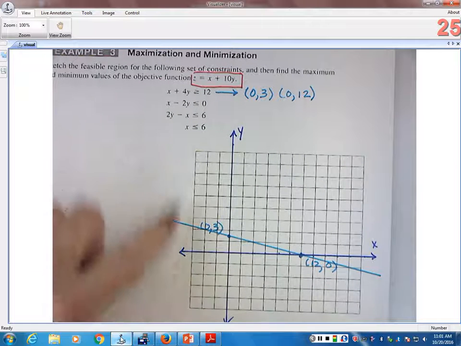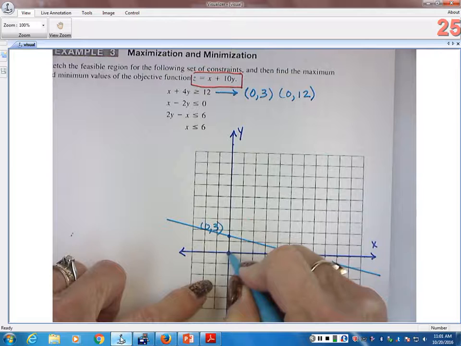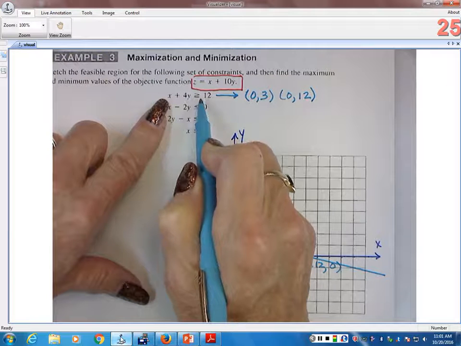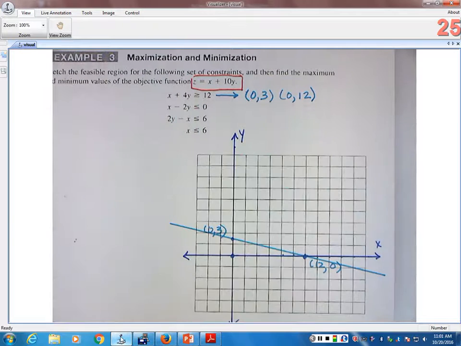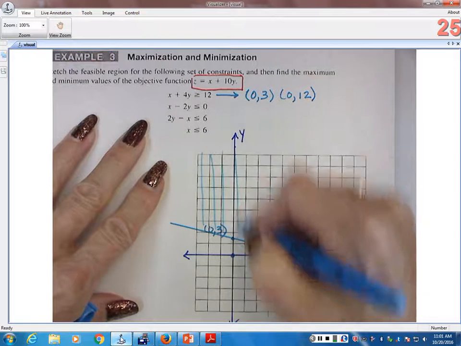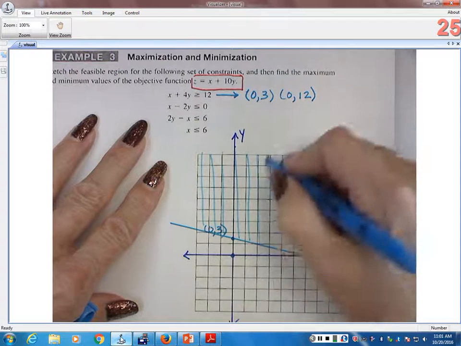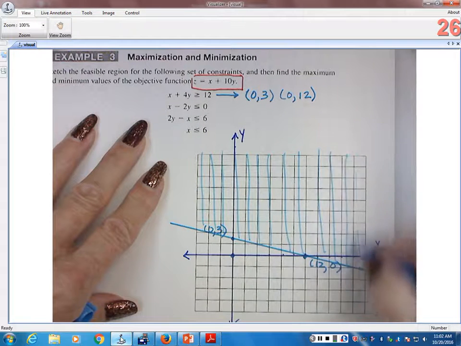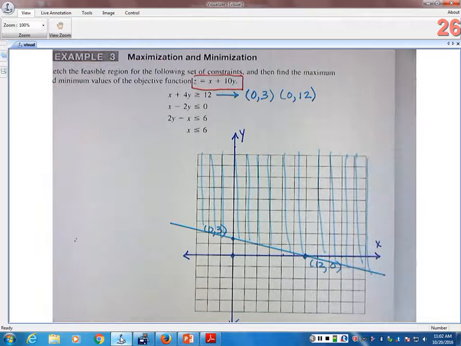And again, when we check 0, 0: 0 plus 0 is 0. 0 is equal to or greater than 12 is not true. So we'll shade above the line. And then we'll move to the next constraint.